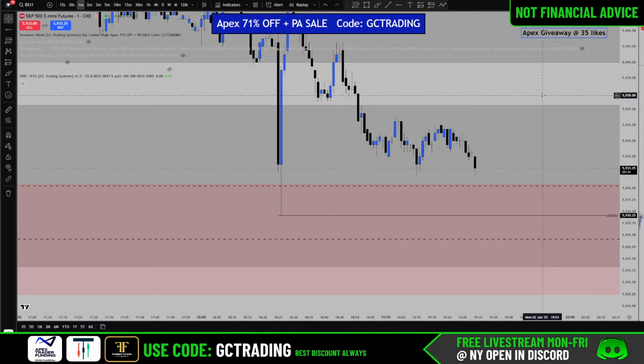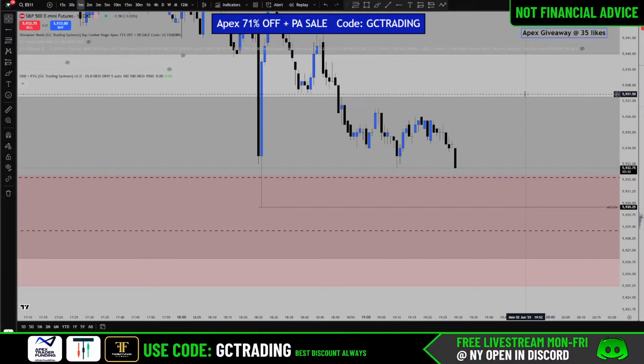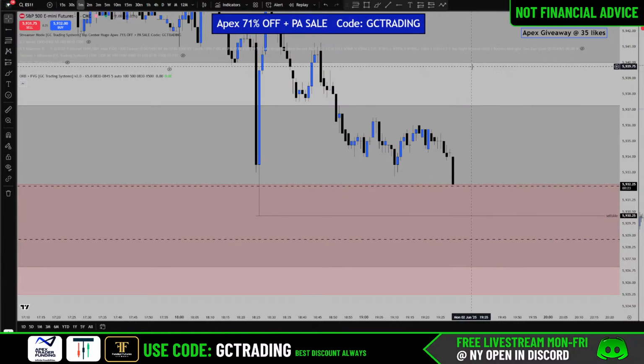I'm also working on another ICT indicator that's pretty cool. I haven't shown it to you guys, but it's pretty cool. I'm still working on it. There's a lot to do with it.